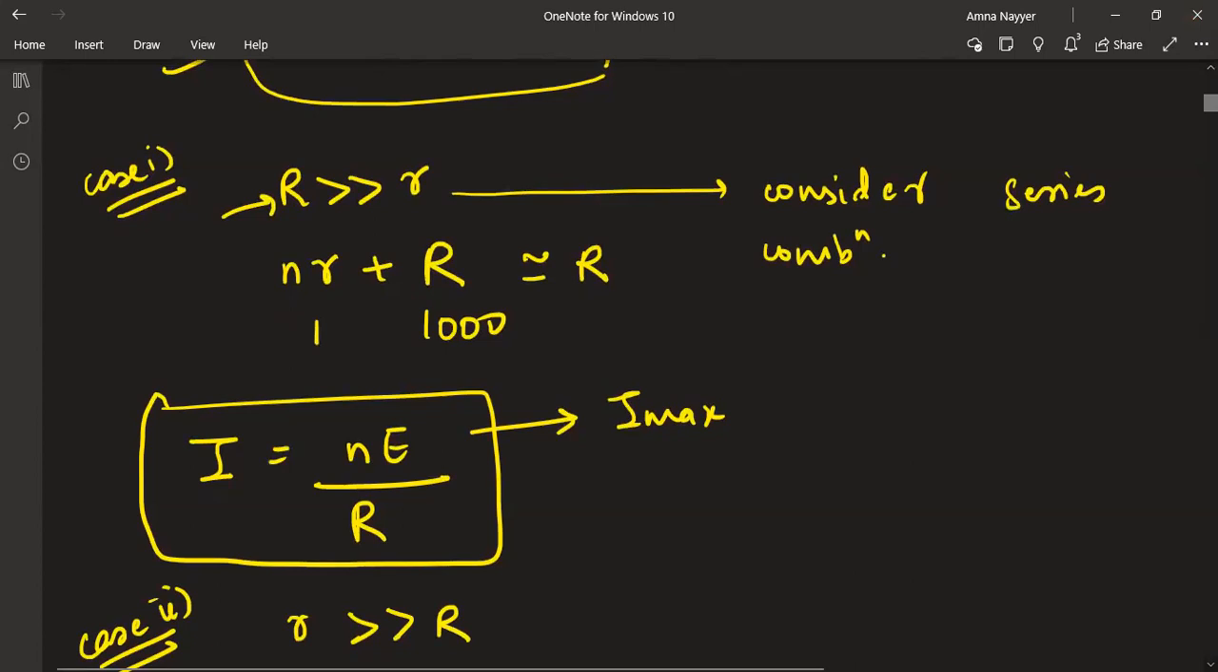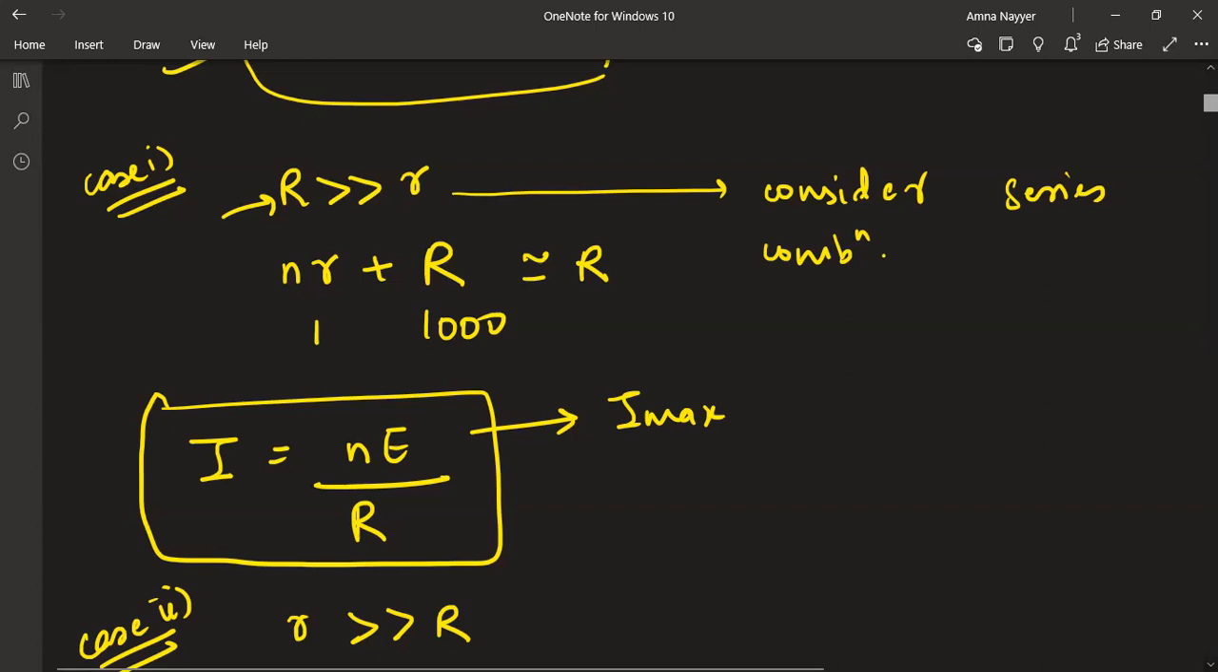Now, two cases you will get: when capital R is very much greater than small r, and second, when small r is very much greater than capital R. Now, nr plus capital R is almost equal to the resistance. So current will be nE by R, maximum.